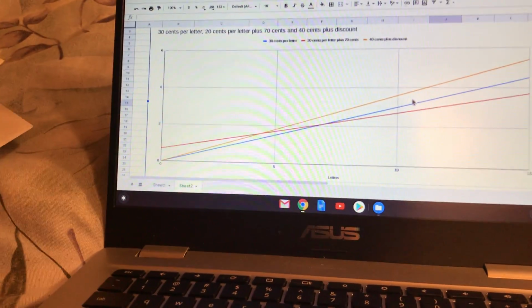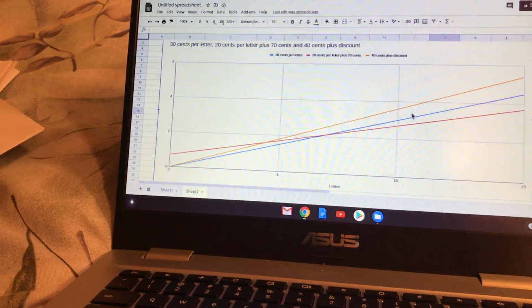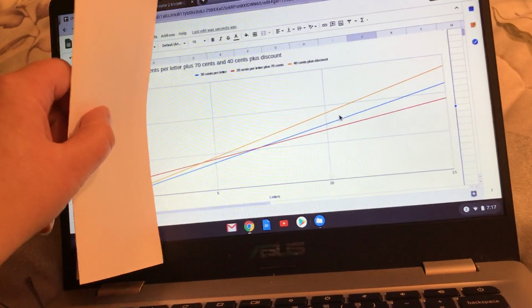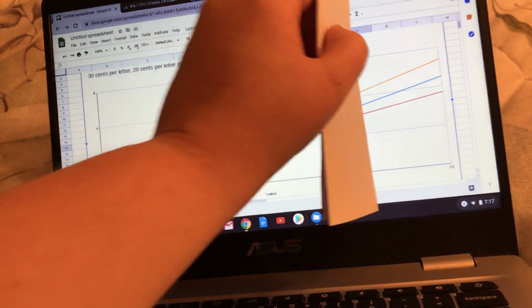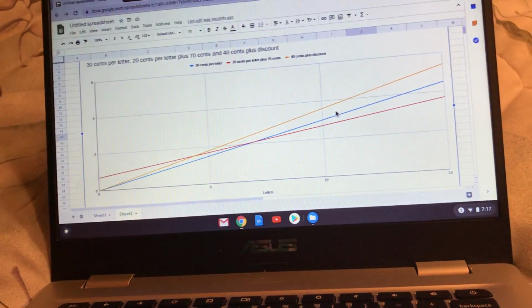But each of these taken separately is a function because it passes the vertical line test. It doesn't double back on itself or anything. So there you have it.